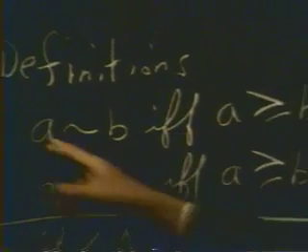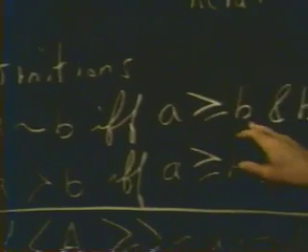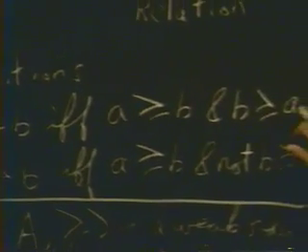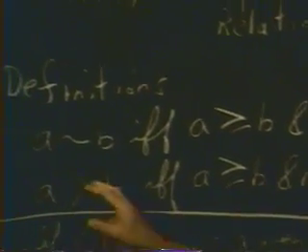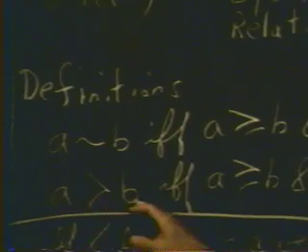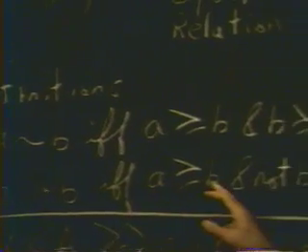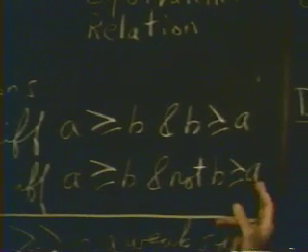Notice the definition now. A is equivalent to B if and only if A is at least as great as B and B is at least as great as A. We also correspondingly can define a strict ordering relation. A is strictly greater than B if and only if A is at least as great as B, and it is not the case that B is at least as great as A.